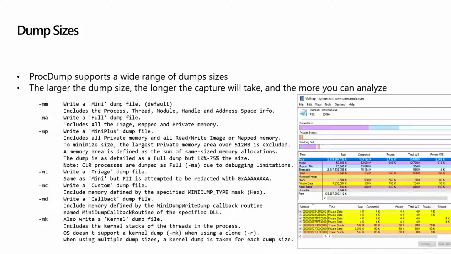There's a couple of rarely used things. Triage dump files, the same as Mini. Windows has a heuristic that ProcDump uses to try to identify PII and change that to AAA in hex. The idea being we're trying to remove strings and personal information. It's not guaranteed, it's heuristic, but that's there. Mini custom, at the bottom of how this works, it all comes down to a hex bit mask. And so you can just type in that hex bit mask directly rather than relying on one of the pre-baked numbers. MD is for a DLL callback. So if someone wants to be a MiniDumpWriteDump callback, which is this thing you can look up on MSDN, you can provide that DLL. And then there's kernel, which is slightly different.